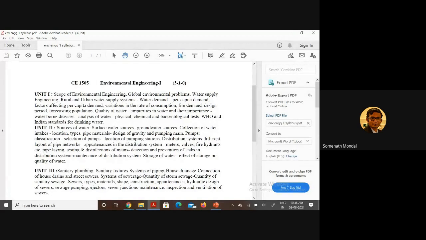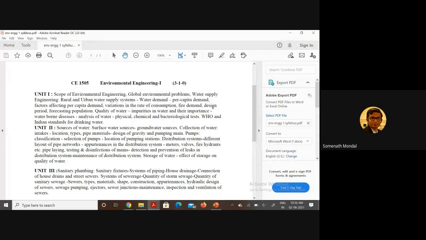So those things will be discussed in unit 1, followed by unit 2, which is basically dedicated to sources of water. We have several sources of water, and depending upon the source, the quality of water also varies. So we are going to talk about all of them.